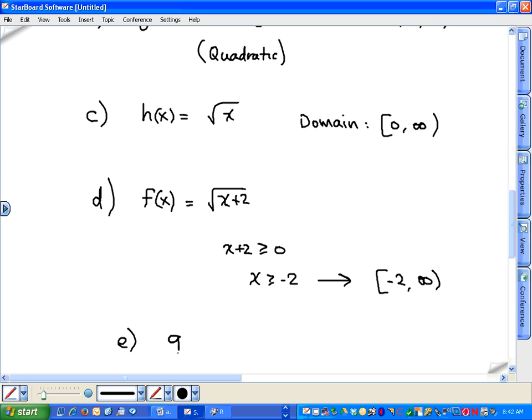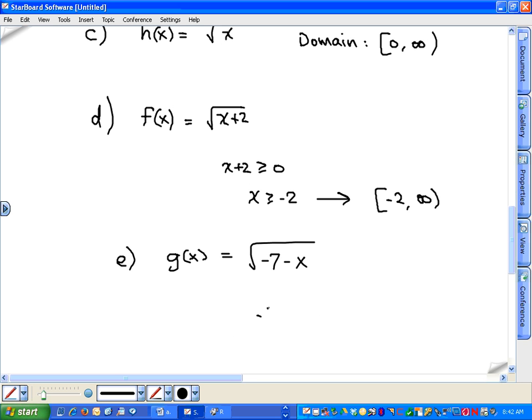What about this one? So rather than trying to come up with it logically like we did in here, let's use the algebraic method. In order to square root this expression here, what has to be true of this expression? This whole entire expression, negative 7 minus x, it has to be greater than or equal to 0. Otherwise, you couldn't square root it.